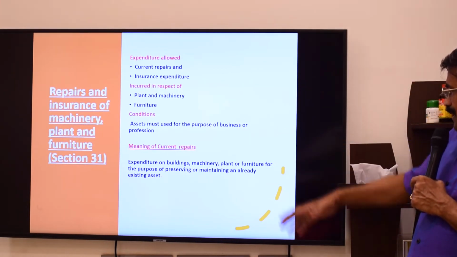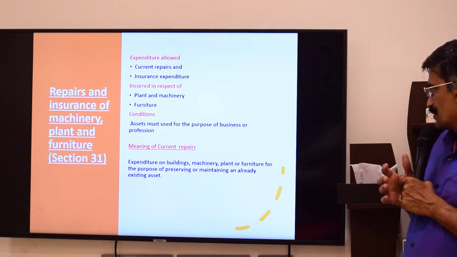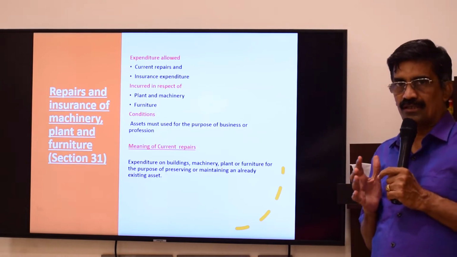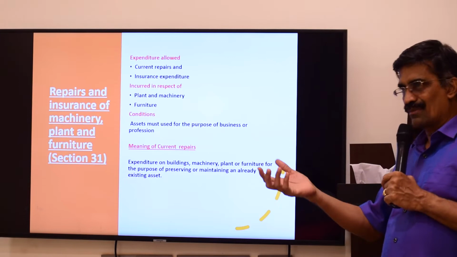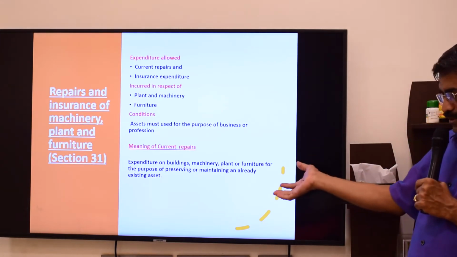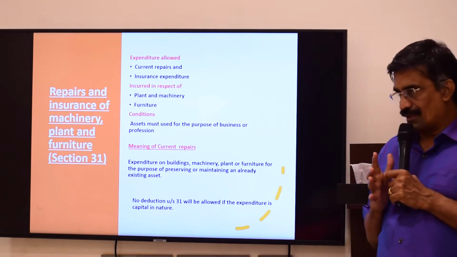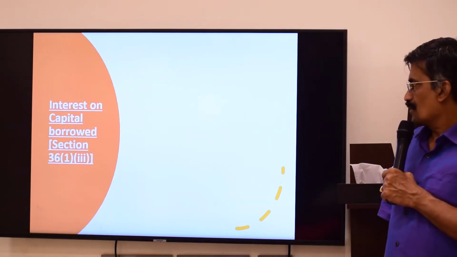As you can see, current repairs means expenditure on buildings, machinery, plant or furniture for the purpose of preserving or maintaining an already existing asset which you have to do on a timed basis. So if you accumulate and do it, you can't claim under this section, but still you are entitled to claim under section 37(1). Now let's move on to the next section in our discussion today.